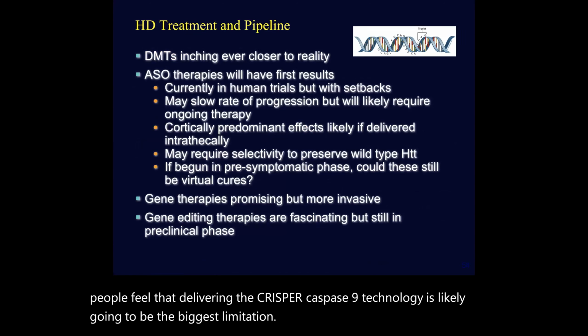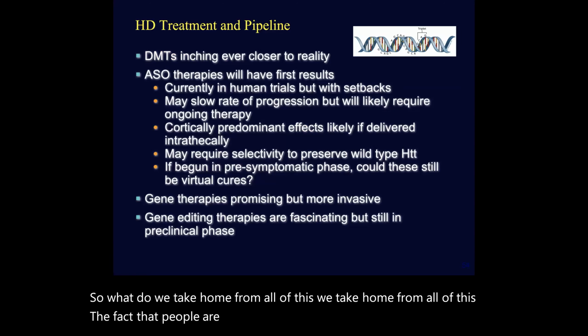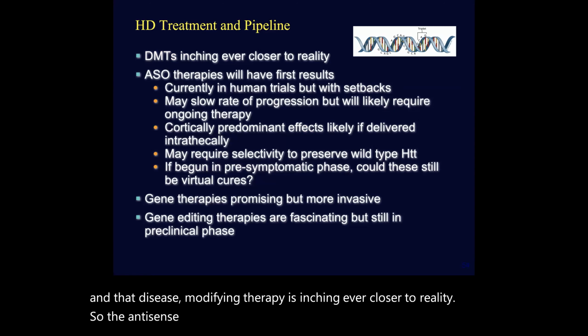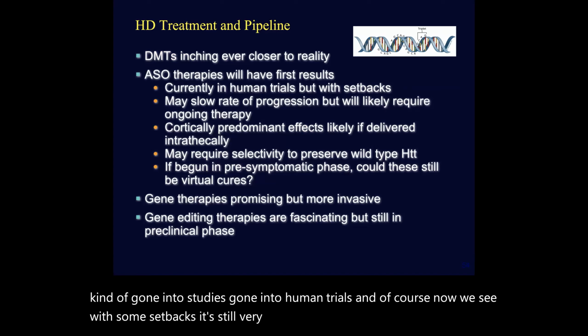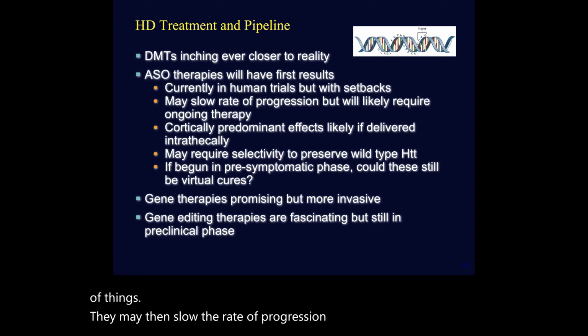So what do we take home from all of this? We take home the fact that people are really working hard on disease-modifying therapy, and that disease-modifying therapy is inching ever closer to reality. So the antisense oligonucleotide therapies are the first ones that have gone into human trials. And of course, now we see some setbacks, it's still very possible that they may reemerge, maybe changed with regard to dosing or timing or delivery or all those kinds of things. And they may then slow the rate of progression, but will likely require ongoing therapy.